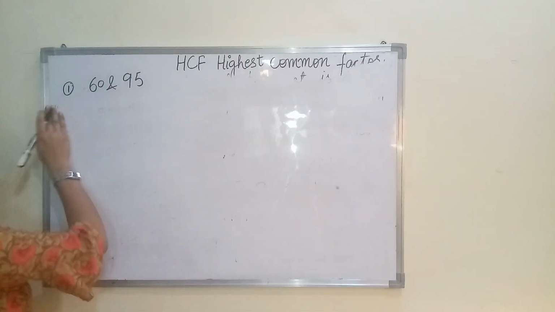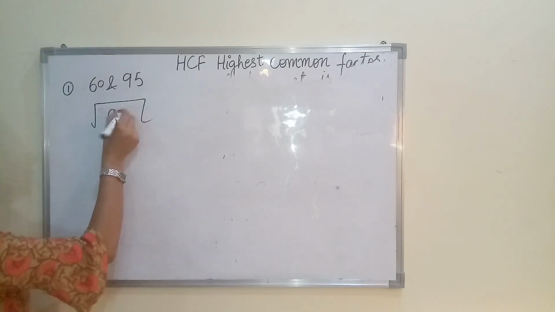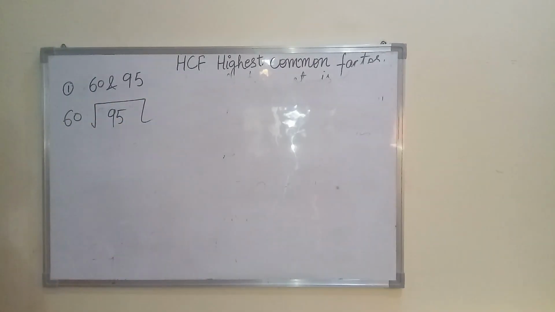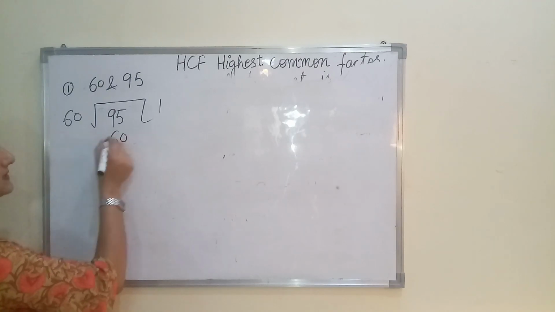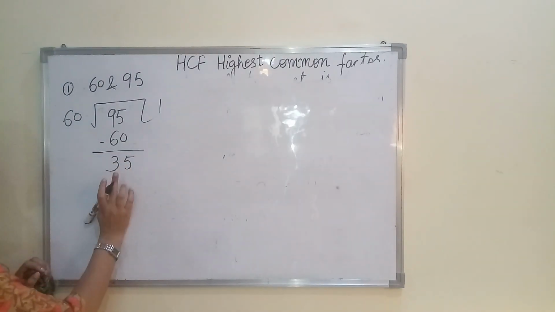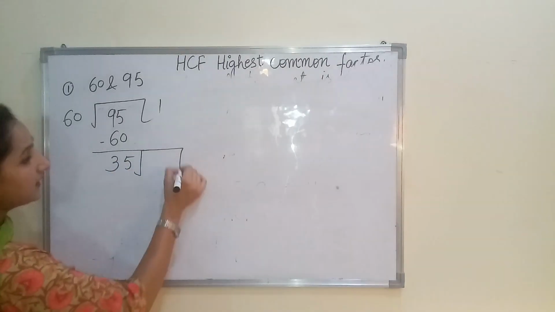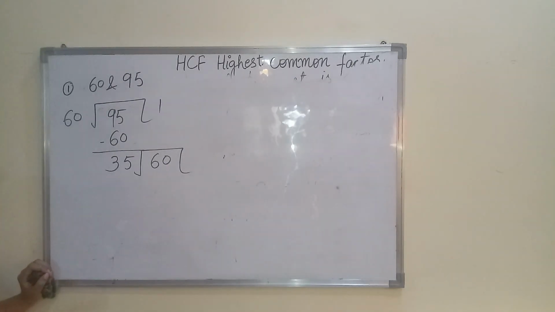You have to make डिविडेंड आपको बड़े नंबर को बनाना है और डिवाइजर छोटे नंबर को. फाइन. 95 और 60. अगर 2 से गुणा करेंगे तो 120 हो जाएगा, तो 1 से. Now you have to subtract 95 and 60, 35. Now ये डिवाइजर बन गया and now the divisor becomes dividend. फाइन. बस इतना ही करना है.